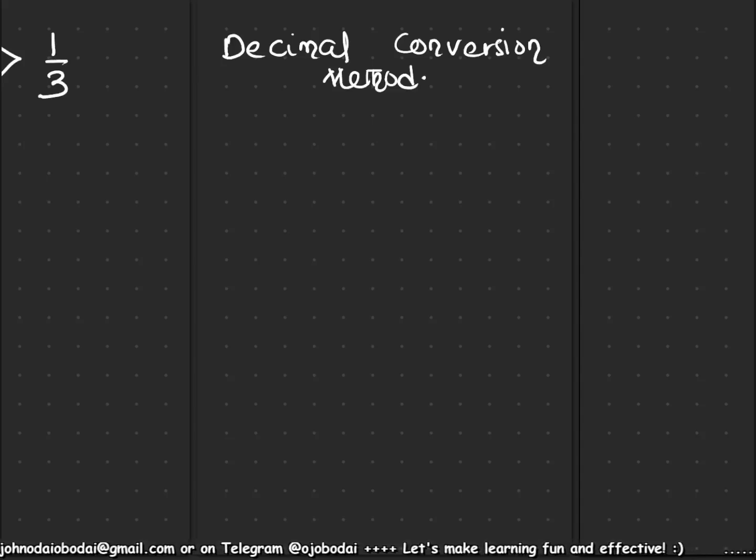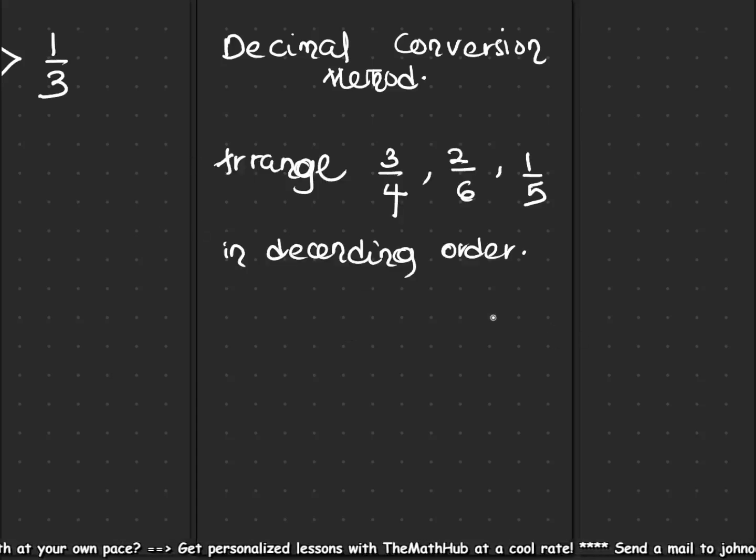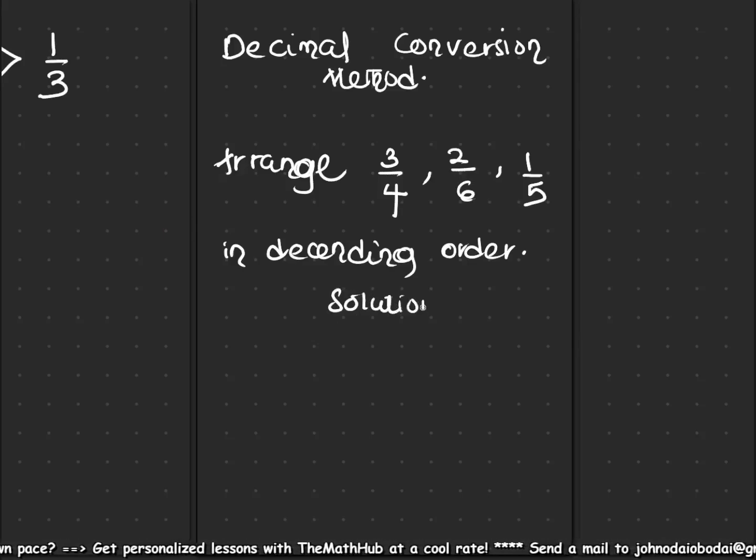So for the decimal conversion method, what you do is change all the fractions into what? Decimals. We change the fractions into decimals, then from there we do our comparison. Let's take a few examples to understand how that works. We have to arrange these fractions in what? Descending order. So how is it going to be?